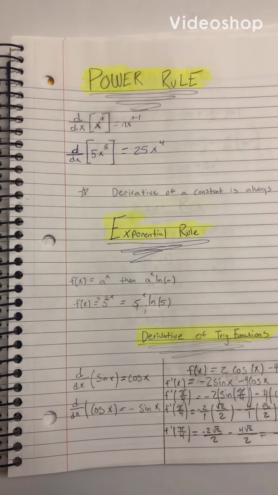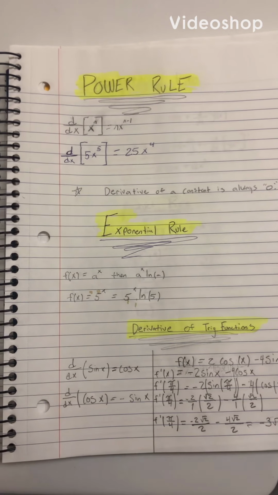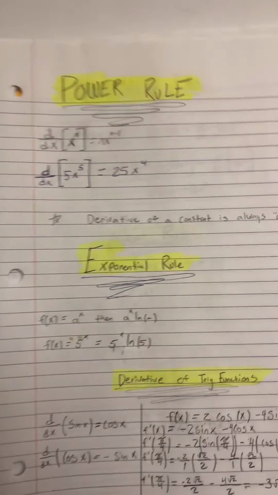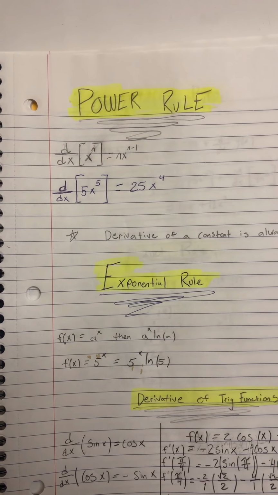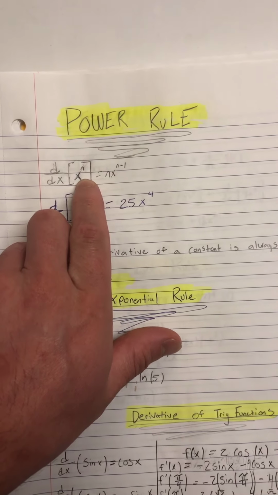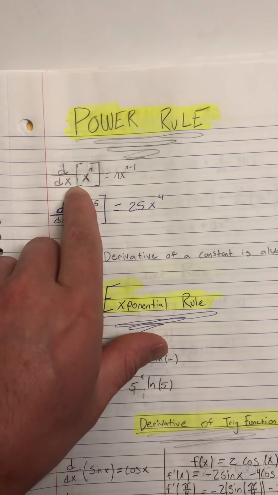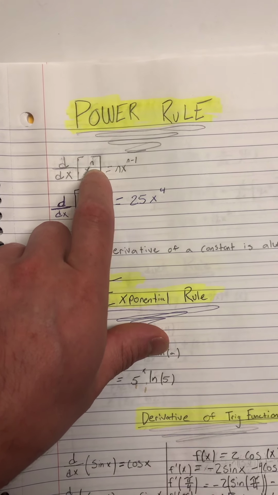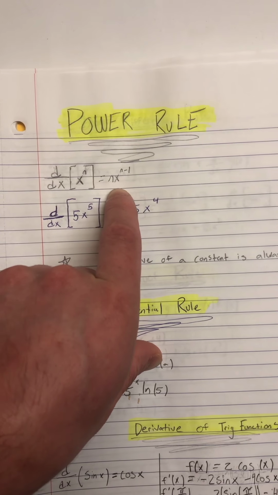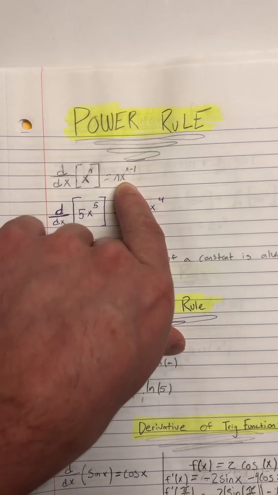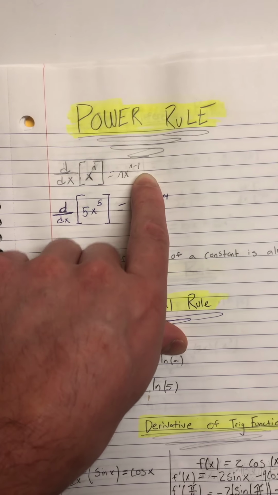In this video, I'm going to be talking about derivative rules. First one is the power rule. So when you take the derivative of a certain value, say, x raised to a certain value n, this would equal n times x raised to n minus 1.